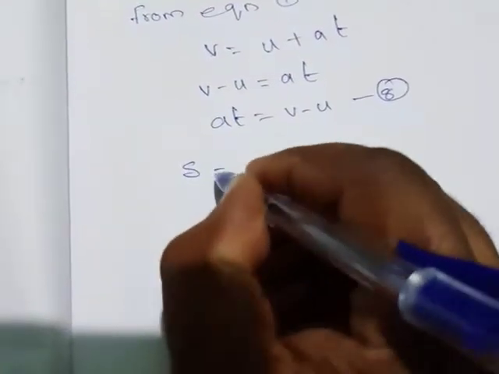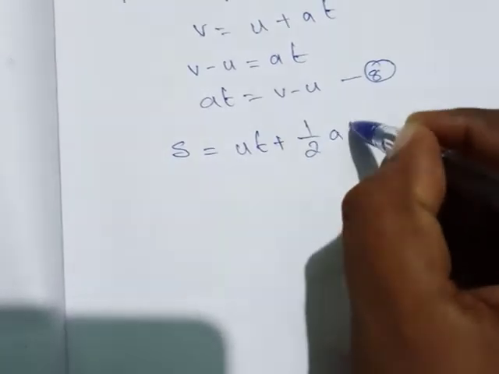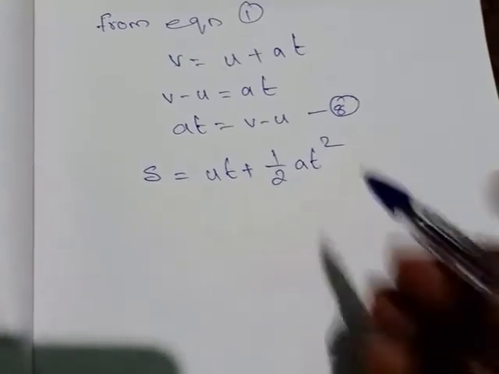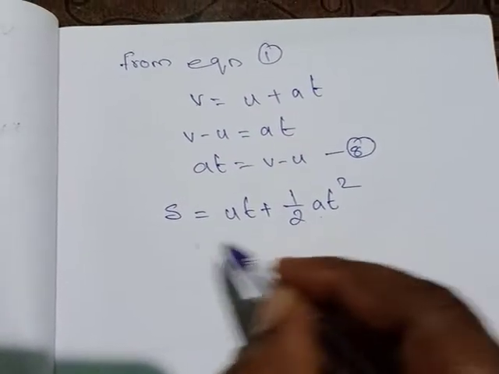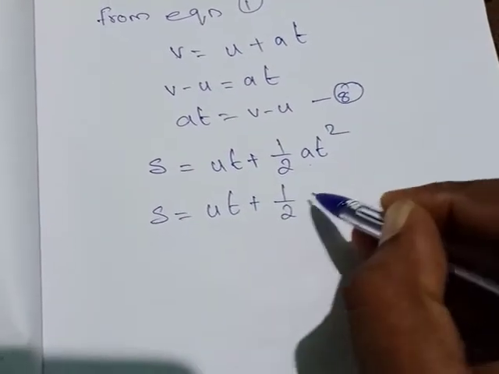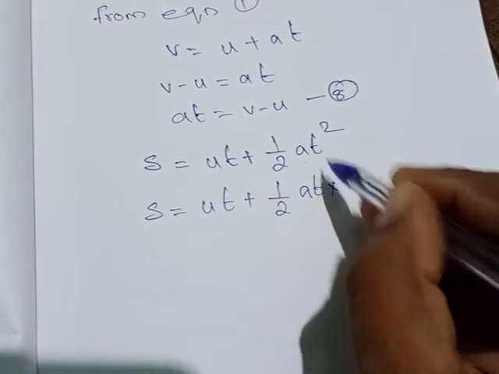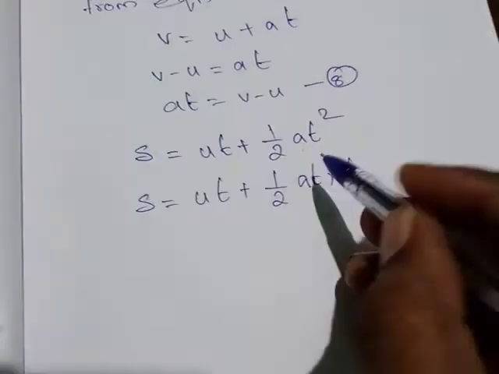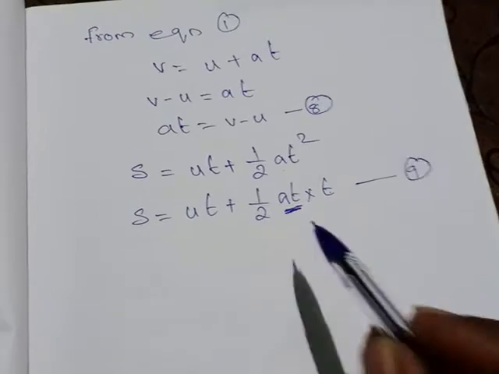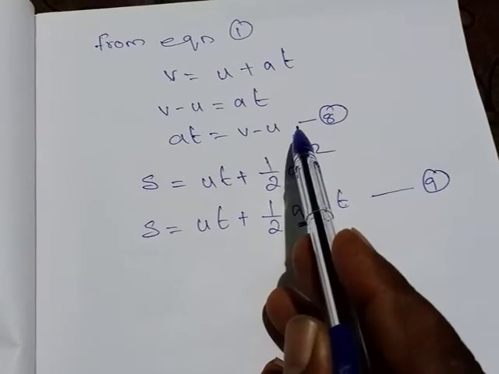So s is equal to ut plus half at square. So from this equation, what I am doing means S is equal to ut plus half a t into t. T into t is t square. I am splitting and writing. So I got here at. This is equation 9 you take. Now instead of this at, you have to substitute v minus u.